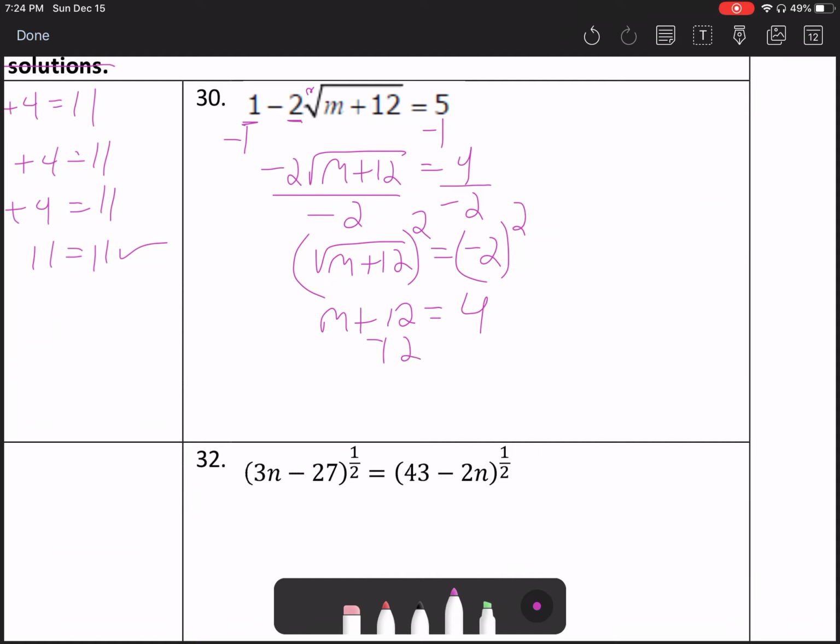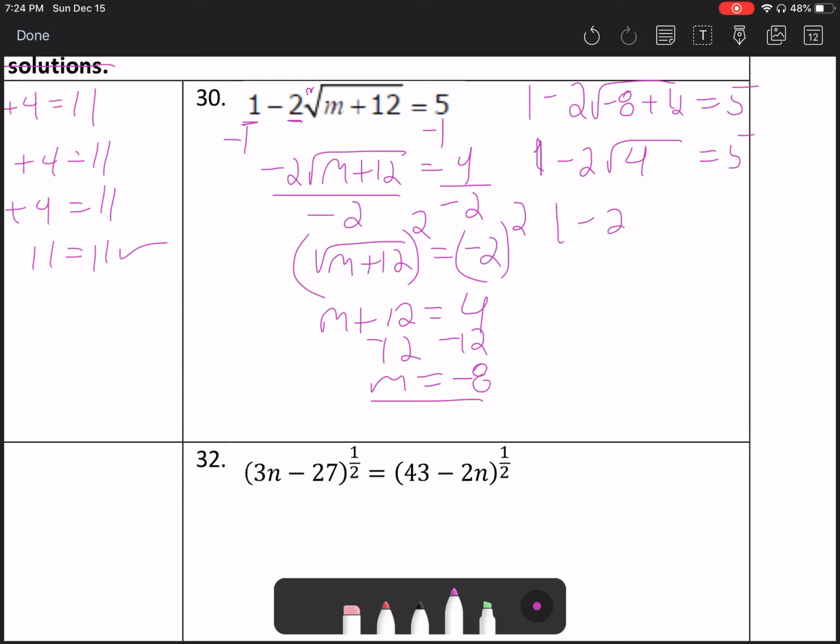I subtract 12 from each side. m is equal to negative 8. Okay, so that looks to be my answer. I plug that into my original problem. So I plug that in for m: 1 minus 2 times radical negative 8 plus 12 is equal to 5. So I simplify. Negative 8 plus 12 is 4.